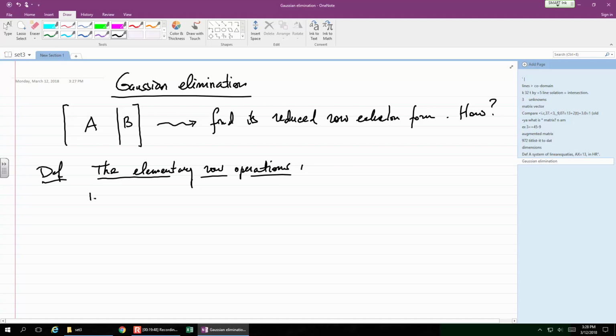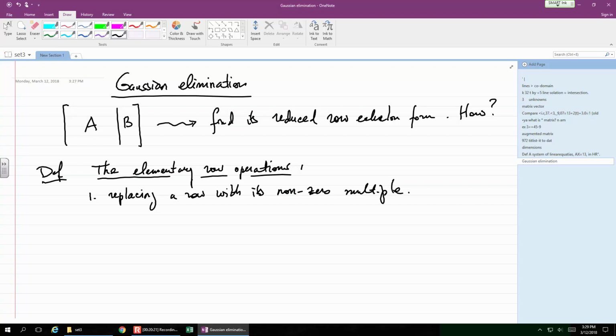Number one, replacing a row with its non-zero multiple. So remember that if you want to create a leading one and you have 3, you divide by 3. Or you multiply by 1/3, which is the same thing. The only thing you're not allowed to do is to multiply by 0.